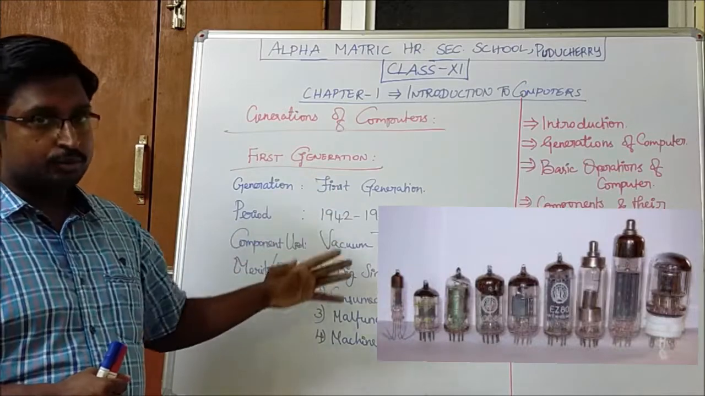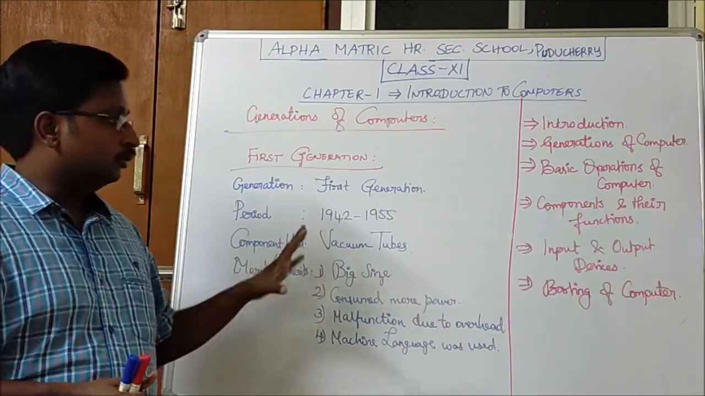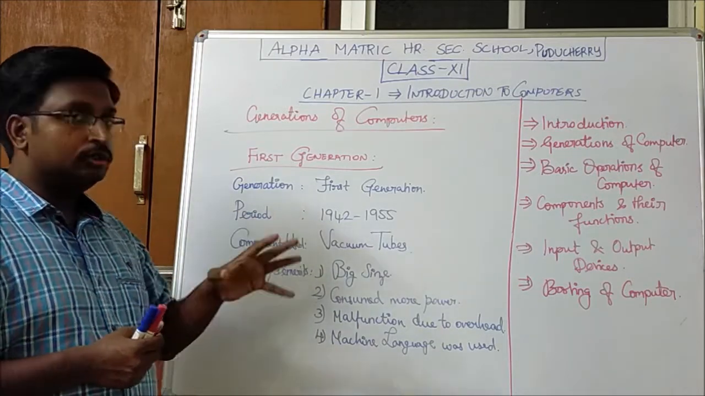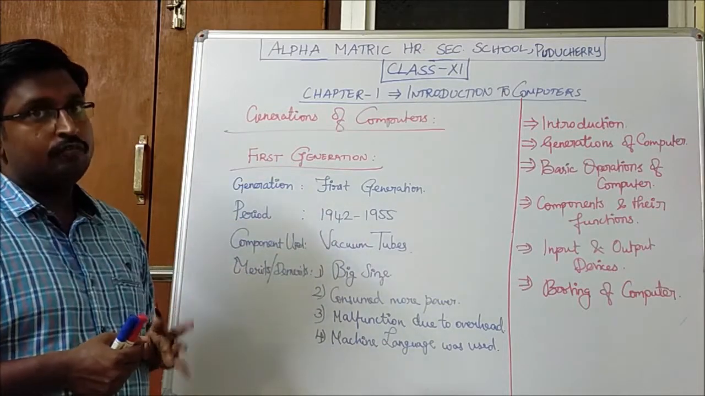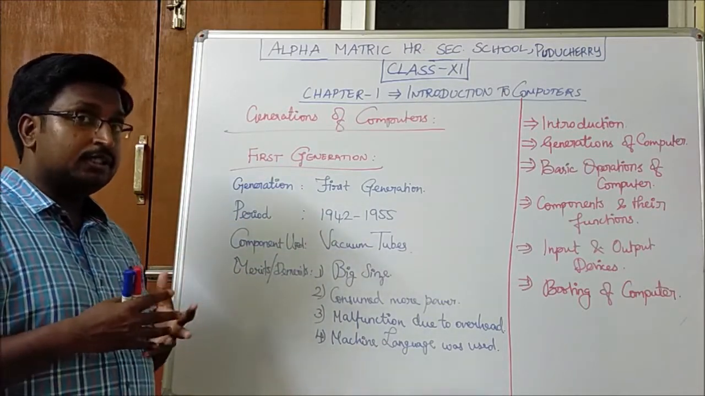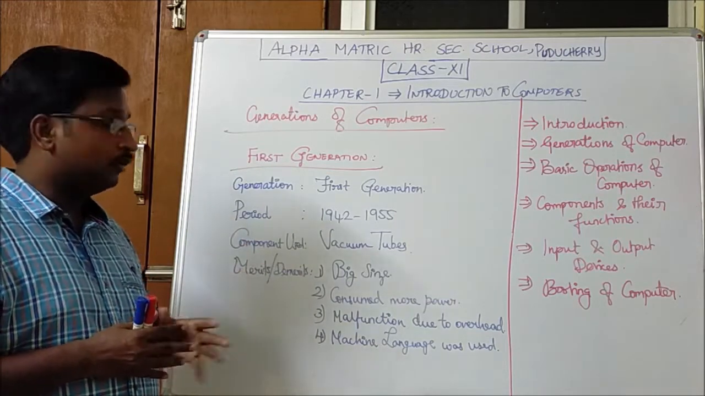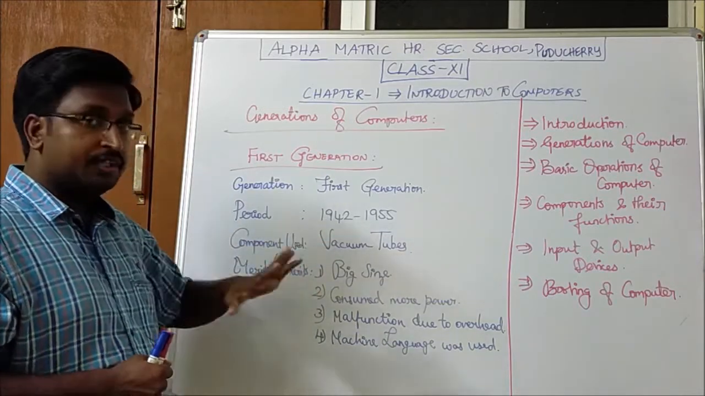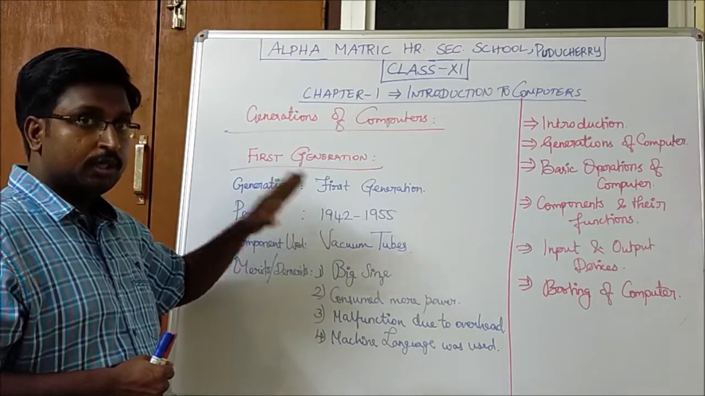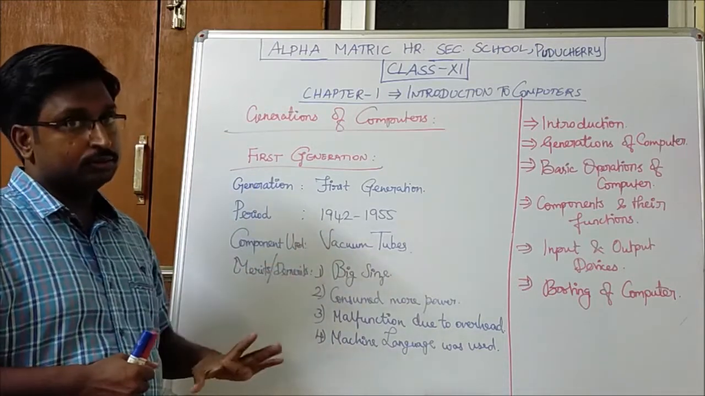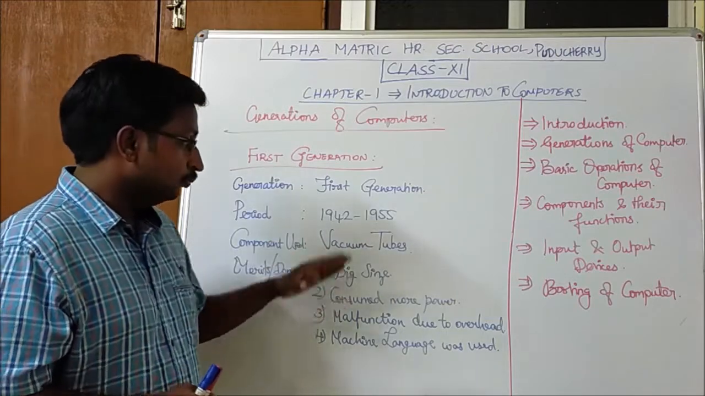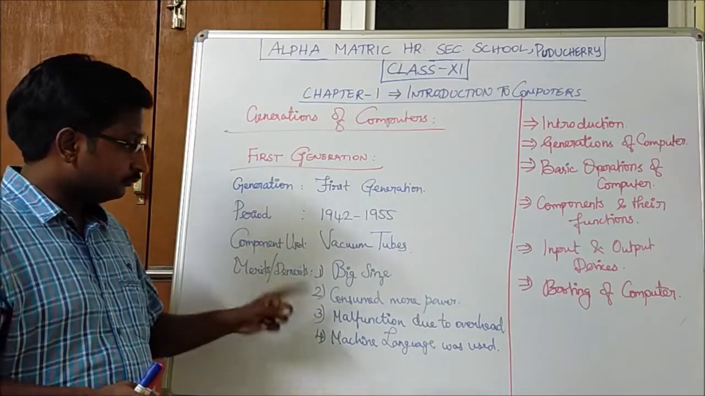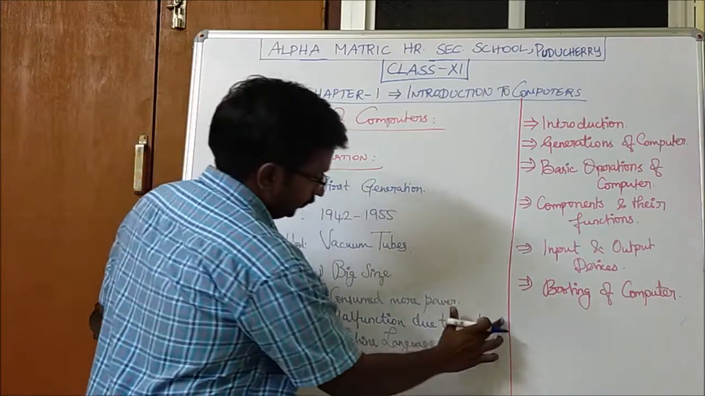In the first generation, they used vacuum tubes. This is the image of the vacuum tube. It is a cylindrical structure. We do not need to go in depth into what the vacuum tube is and how it works. We just need to know that the vacuum tube is used in the first generation of computers. Now we will see the disadvantages of using vacuum tubes, the merits and demerits. The vacuum tube is big in size, so because of using vacuum tubes, the computer size is big. It consumes more power, and there is malfunction due to overheating.